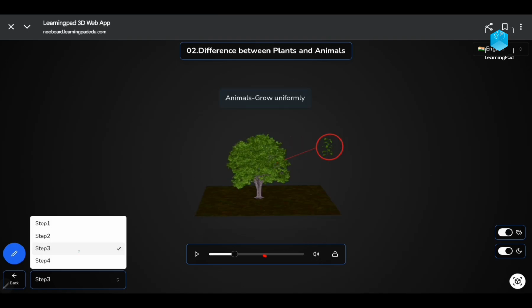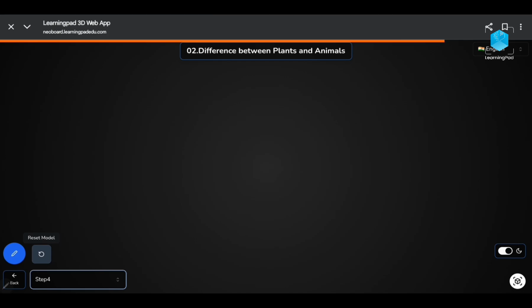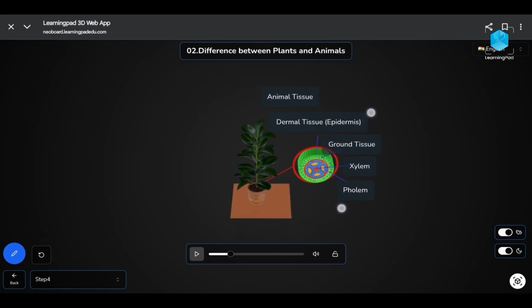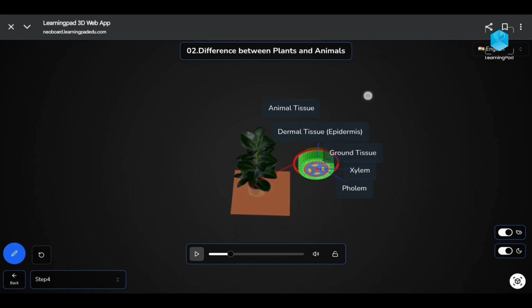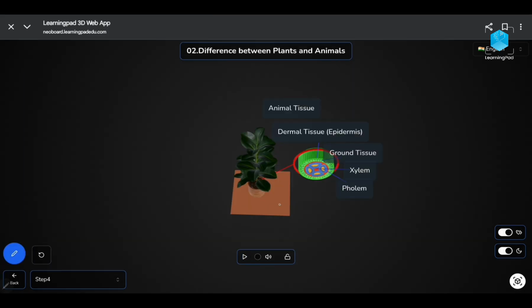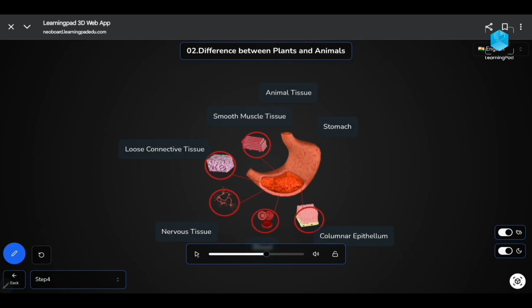Now next we will study the next difference, present in plants. You will see plant tissues, different types of plant tissues. Here you can see it is labeled. Tissues we see are xylem, phloem, ground tissue and dermal tissue. Here the dermal tissue is epidermis.